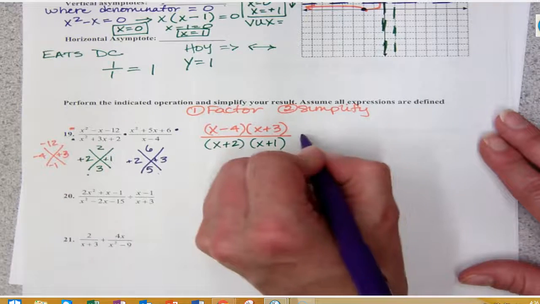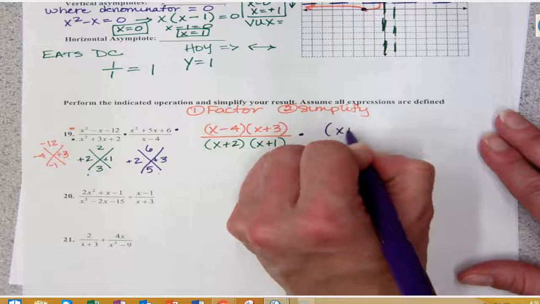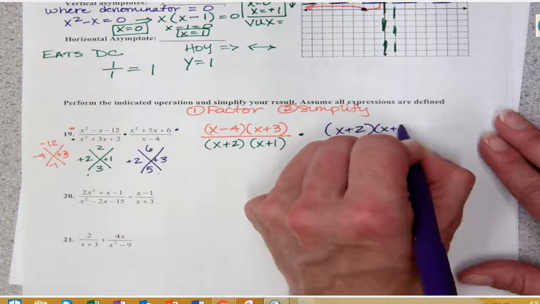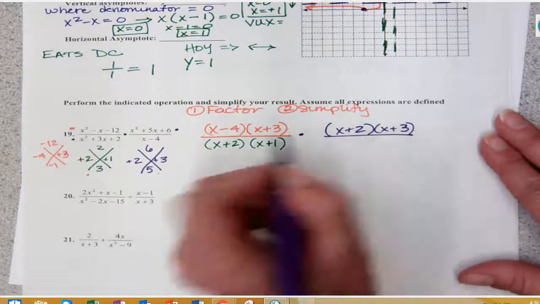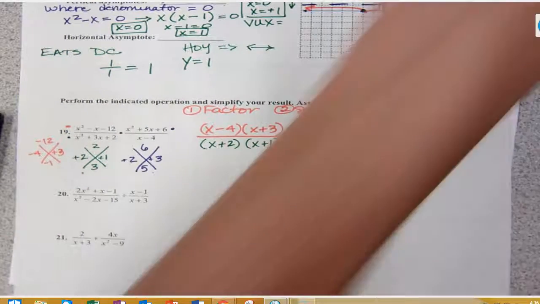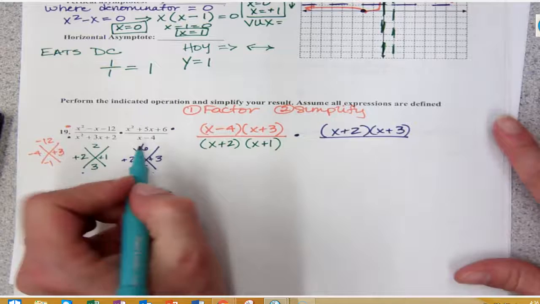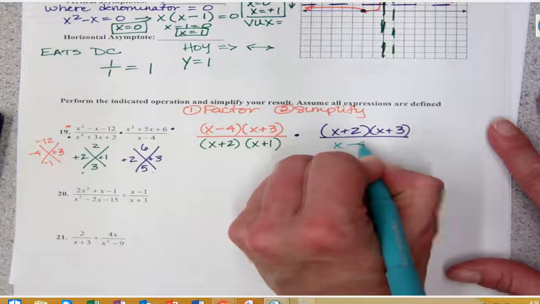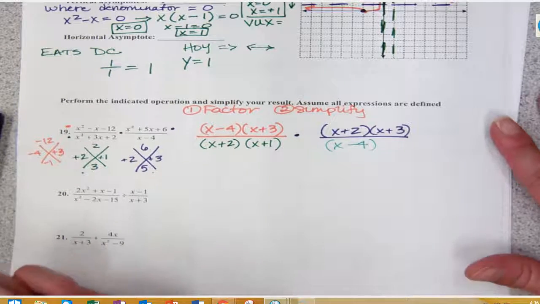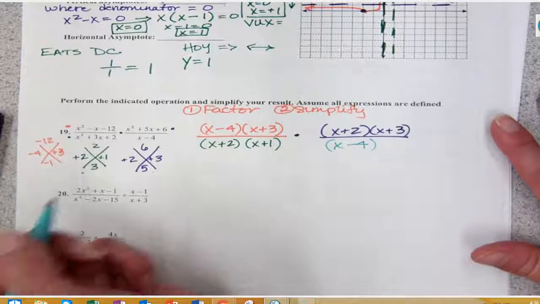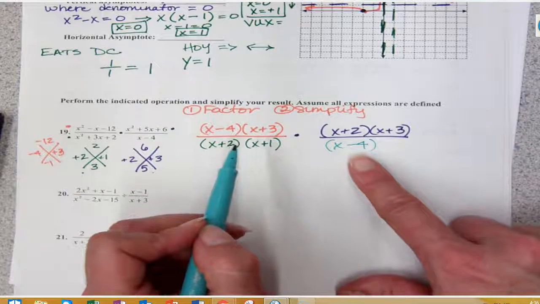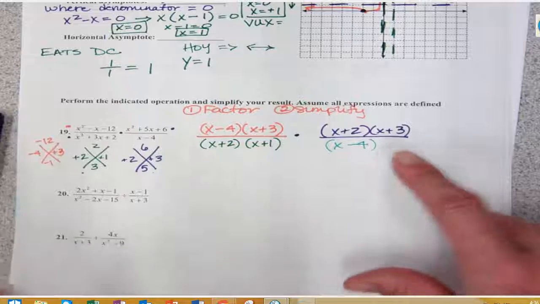So then I'm going to have this multiplied by x plus 2, x plus 3, all over, and then that last one doesn't need to be factored. They gave us a break on that one. Okay, and now we're going to look to see if these are the exact same. What can we simplify? Can we cross anything out?